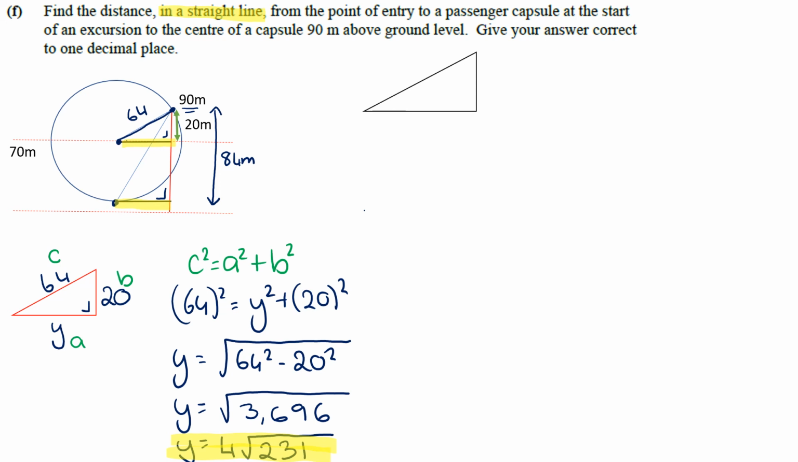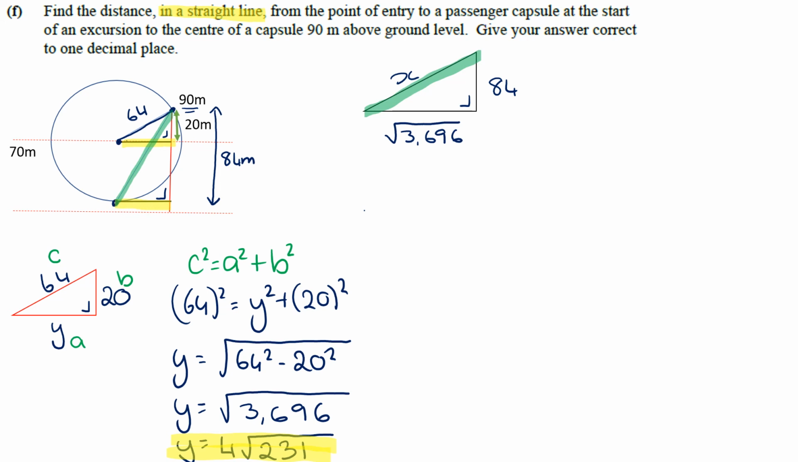Now, what I know about this one is that my height here is 84. I just worked this out. Like I said, I'm going to use this as the square root of 3696, and we're trying to find this length here, which I'm going to call x, and that's the straight line. And that will give us the distance in a straight line from the point of entry to the passenger capsule at 90 meters above the ground. This x is what the question is looking for. So just so you can see which triangle we're talking about, because I haven't drawn it great, it doesn't really look like it, but there is that x that I'm looking for.